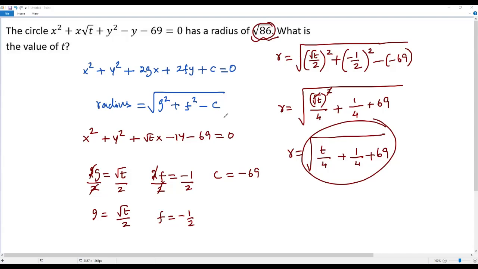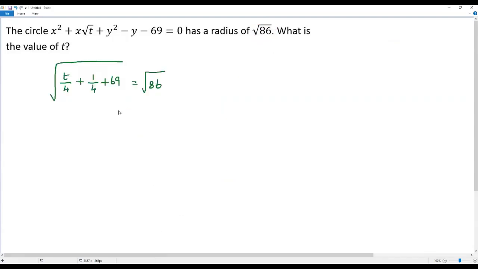Now let me erase all the stuff and continue the problem. This is what we got as the radius for the given circle using the formula, but we have the radius in the question, that is √86. Both of them represent the radius of the circle, so we can equate them. Now in this equation we have to solve for t. First we have to get rid of the square root, so let me square both sides of this equation. The square and square root will cancel out. Then we get t/4 + 1/4 + 69 = 86.